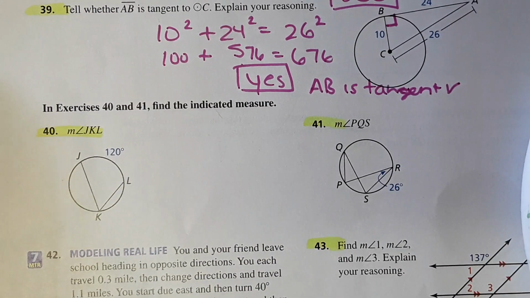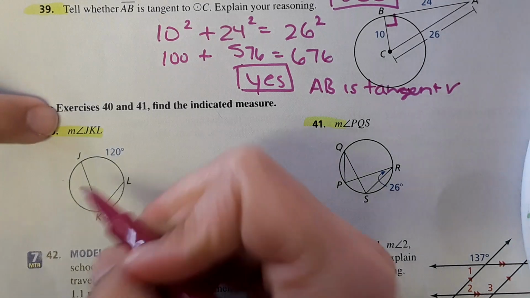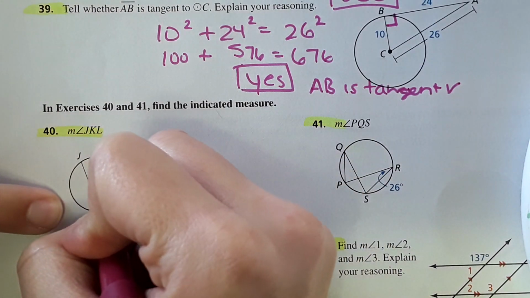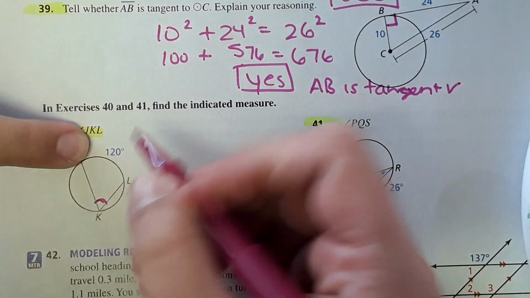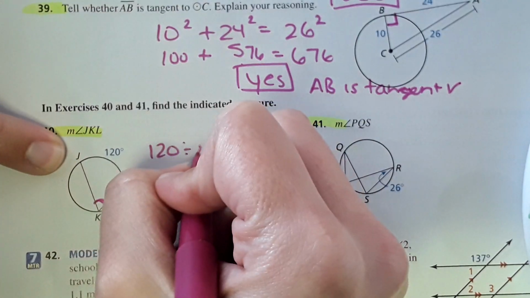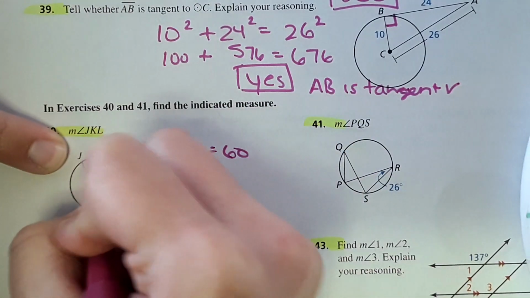Next. These are a little review of what we've been working on the last couple days. It shows measure JKL. It wants to know this angle measure right here. Well, this is an inscribed angle, and this is half of that arc measure. So 120 divided by 2 is 60, and so it's 60 degrees.